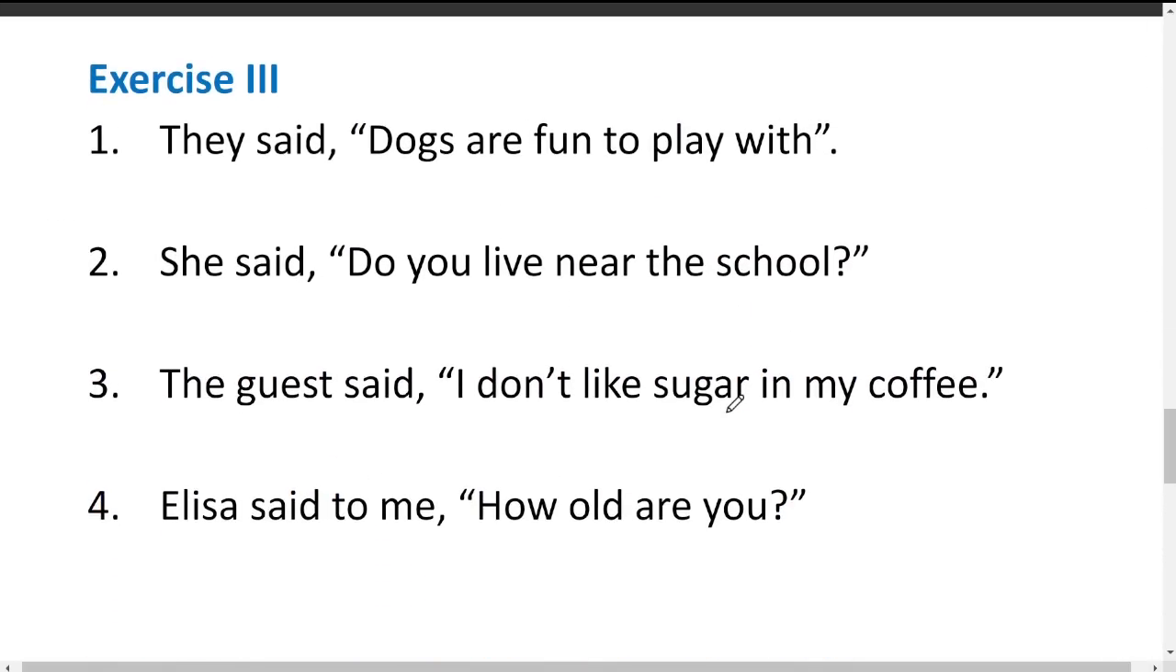And here is our important task, which is in this exercise 3, you have to change these statements into indirect. Okay, just follow me as I'm giving you. So they said, when you change this statement into indirect, you would get they said that. Said changes to said that, which I had already given you. Said that dogs are fun to play with. Now this statement is called a universal fact.